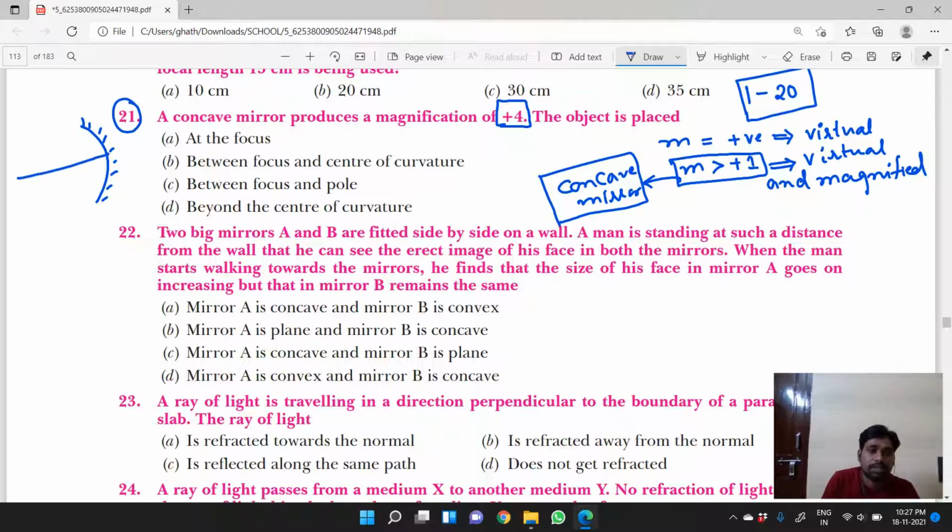If an object is placed between the pole and the focus, then we get a virtual enlarged image. If rays of light appear to meet at a point behind the mirror, they form a virtual enlarged image. So we have to place the object between the pole and focus. So we will go with option C as the correct answer. I hope you understood, my dear students.